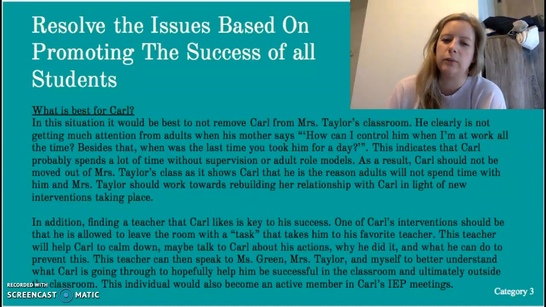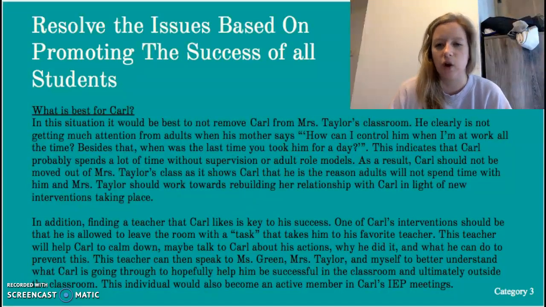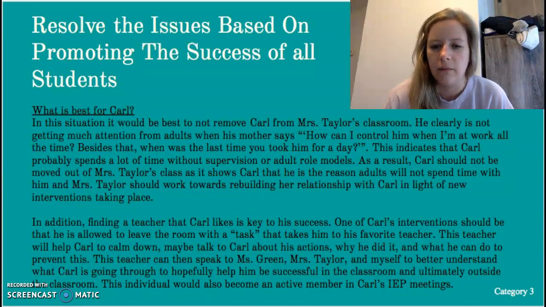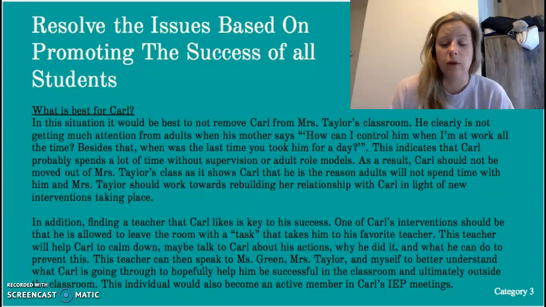Resolve the issue based on promoting the success of all students. First, focusing on what is best for Carl. Carl deserves to learn in his best learning environment, which would be in Miss Taylor's classroom, because he has a behavior disorder, not an intellectual disorder. However, it is concerning that he is reacting this way, which is impeding his ability to learn.